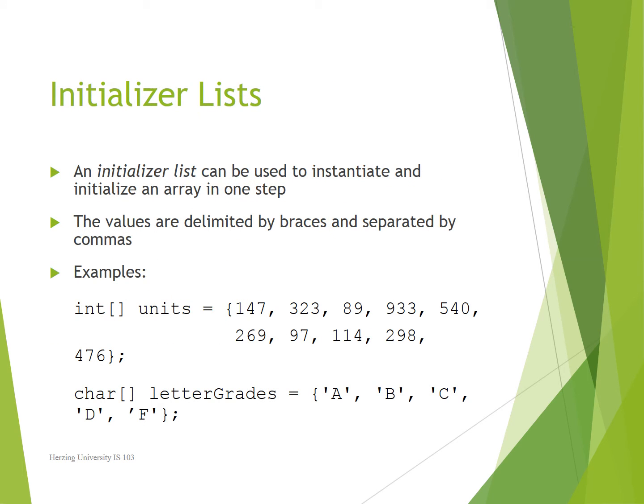Initializer lists. The initializer list can be used to instantiate and initialize an array in one step. The values are delimited by braces and separated by commas. Take a look at the examples below and how the code is written. Take a few moments and review the information.